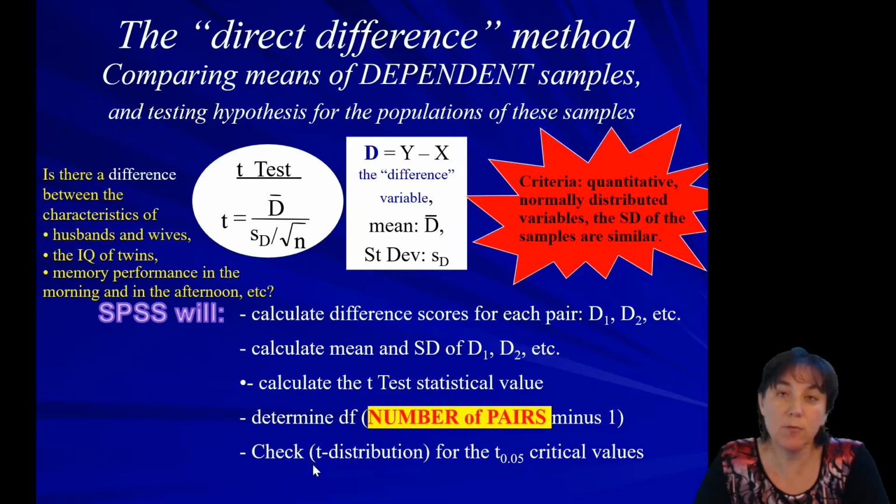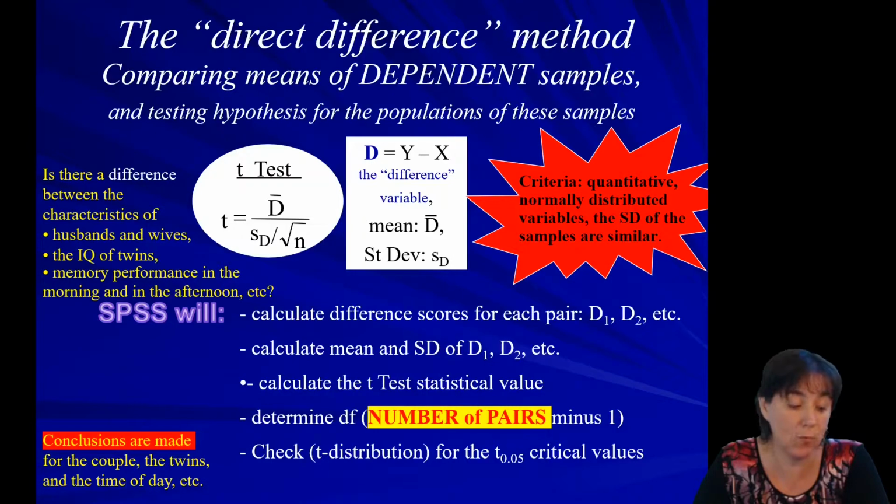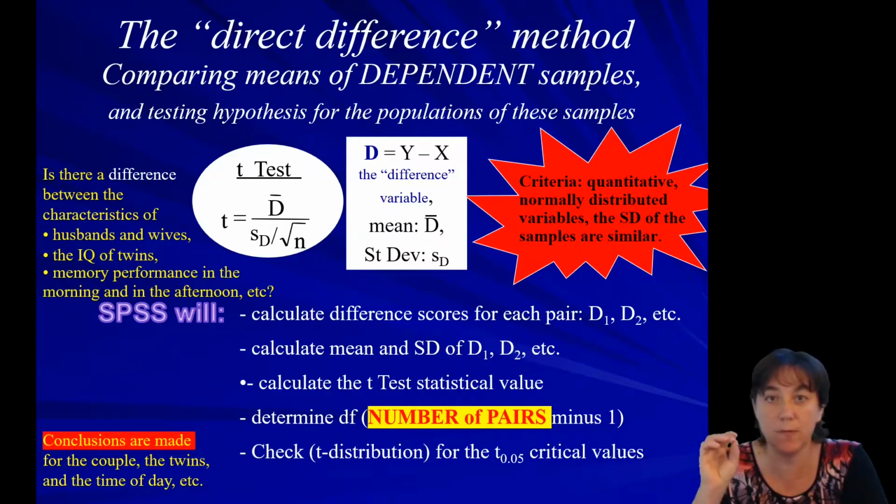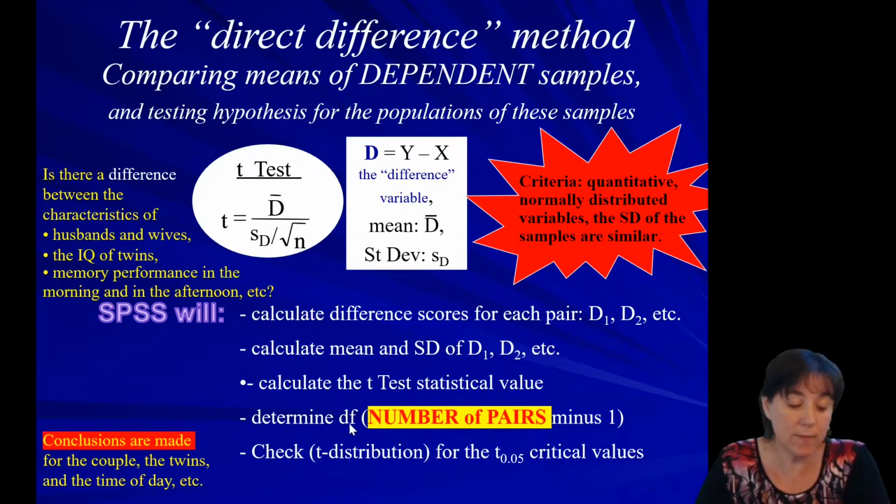All you have to do afterwards is check the results. Basically, you don't even have to check the critical values because not only SPSS but JASP, another statistical program, will give you the p value. But for the sake of understanding, let's look at how this goes. Most importantly, the conclusions are made for the pair. Okay, so the twins, the couples, the conditions, etc., etc.